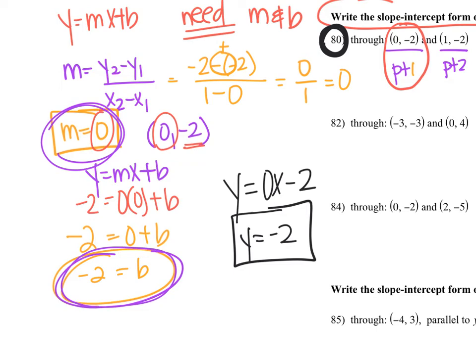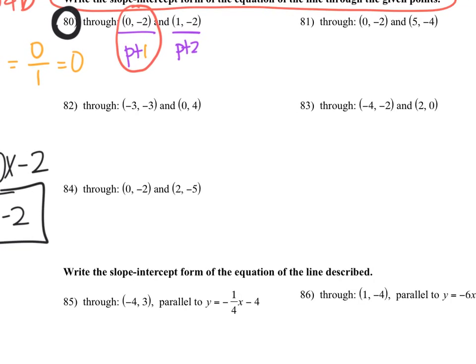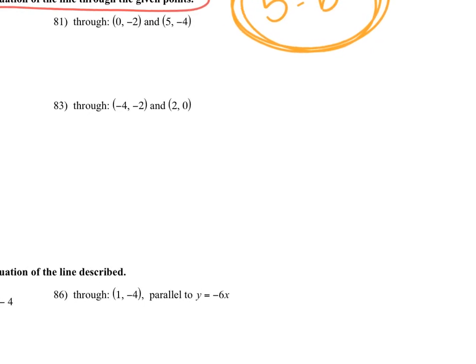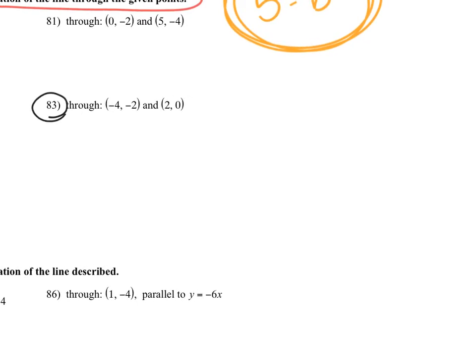Okay, I'm going to zoom into the other side so that I have a little bit more room, and I'll do one more. So let's do number 83. So 83 wants to go through points negative 4, negative 2, and 2, 0. So I'm going to start off with my slope formula. So I'll make this point 2, and I'll make this point 1. And it doesn't matter the order as long as it's in order. So what you can't do is do like 0 minus a negative 2, and then do like negative 4 minus, etc. So that is what you can't do.